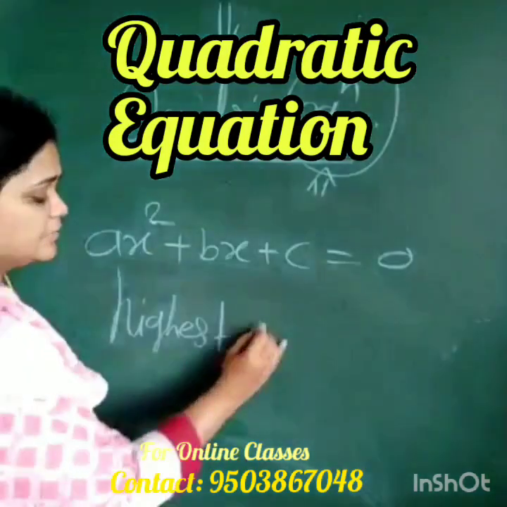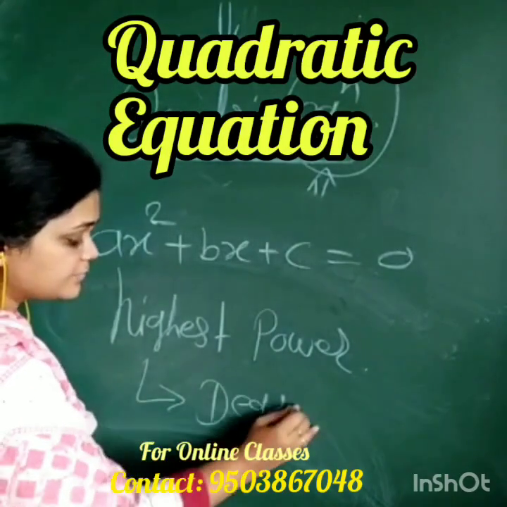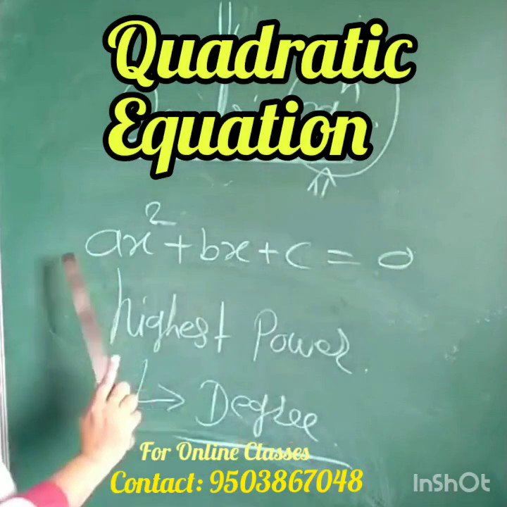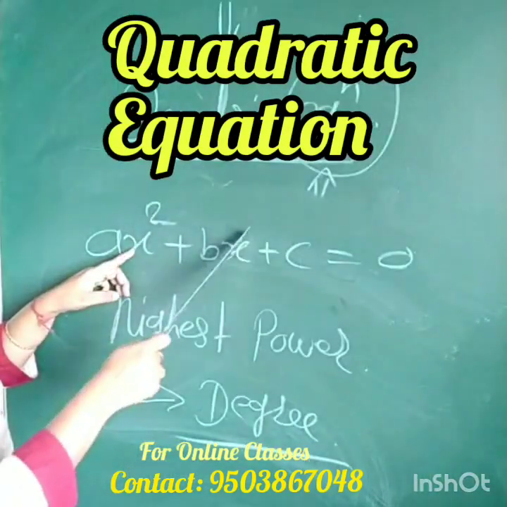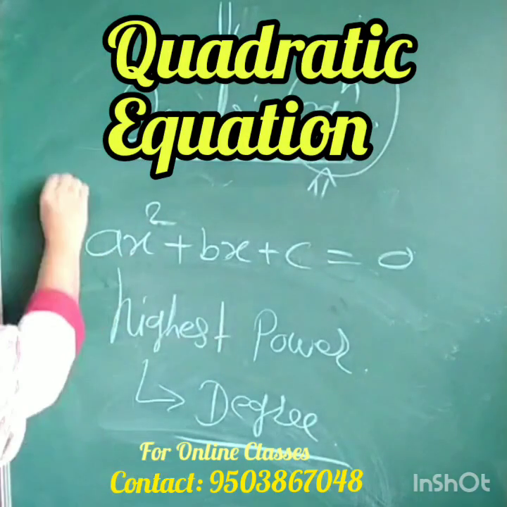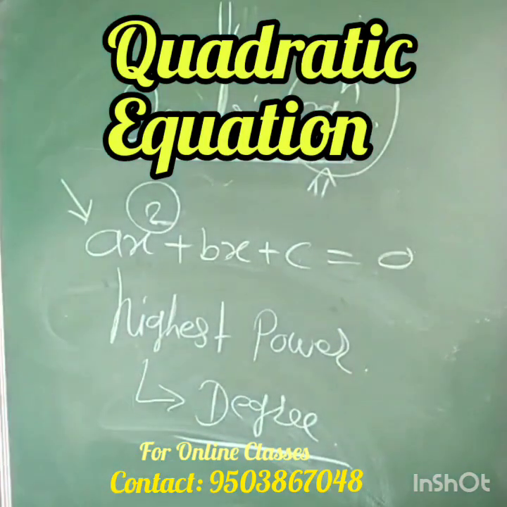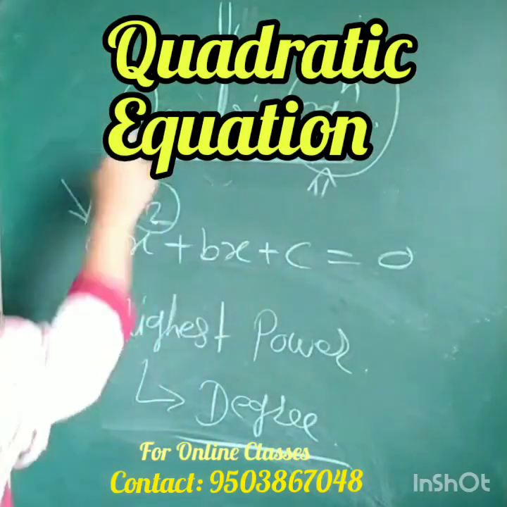Highest power has one more word, that is what? Highest power means degree. Okay? Highest power means degree. If I ask, what is the degree of the given equation? Then what will you tell me? 2. You will find out the powers. This is 2, this is 1, this is 0. And therefore, its highest power, that means its degree, is 2. And hence, this is a quadratic equation.